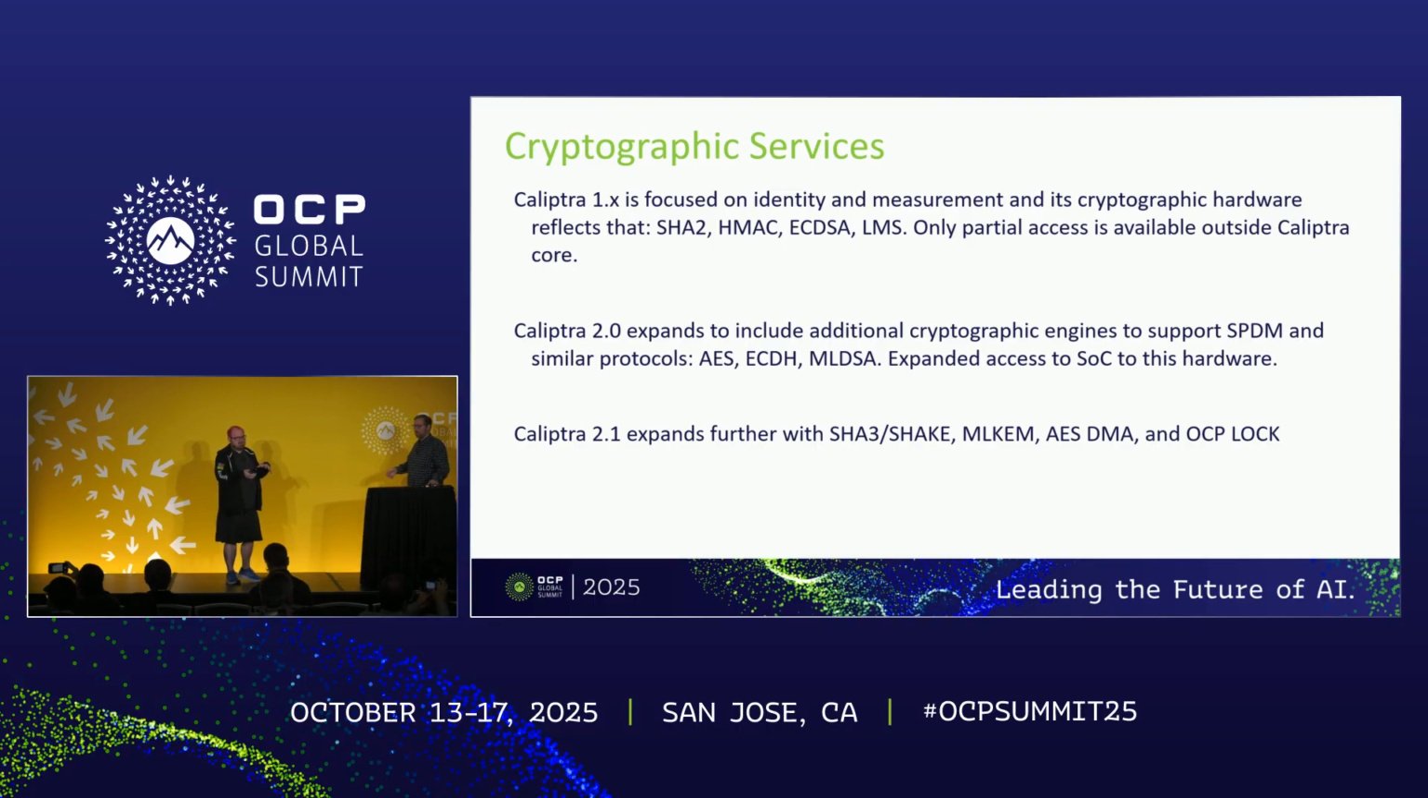So that was the identity pieces. As Caliptra has evolved, it was initially in 1.x extremely focused just on identity and measurements. So it only really had exposed hardware that did things like SHA, HMAC, ECDSA, and LMS. And this is only partially available outside of Caliptra core. These were services more or less reserved for Caliptra itself, and a little bit exposed to the SoC to do measurements maybe with its SHA accelerator. 2.0 built that out and expanded it so that there's a bunch more cryptographic services that Caliptra provides to its SoC and to MCU as well.